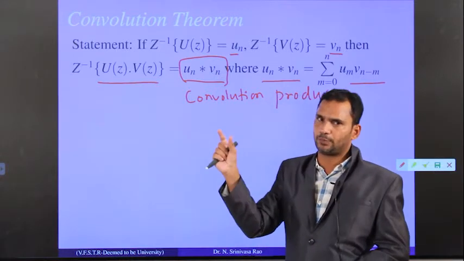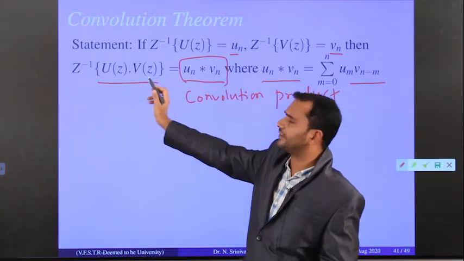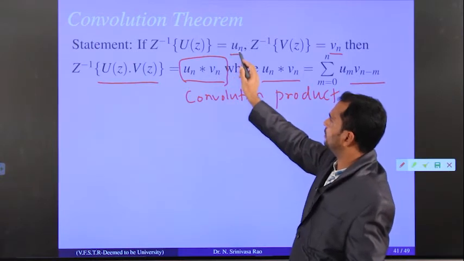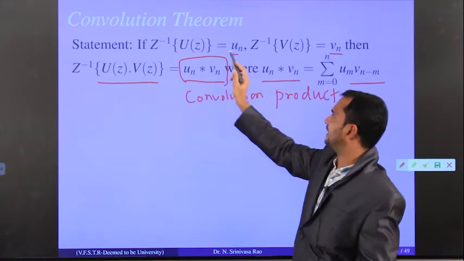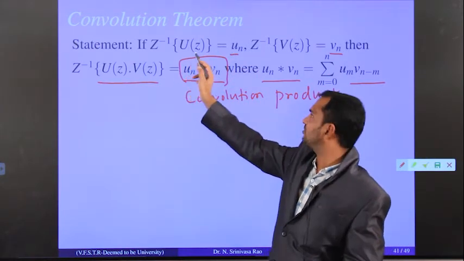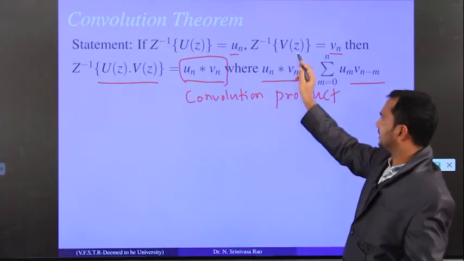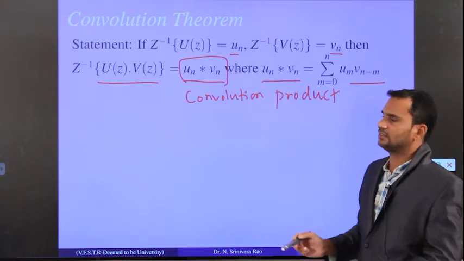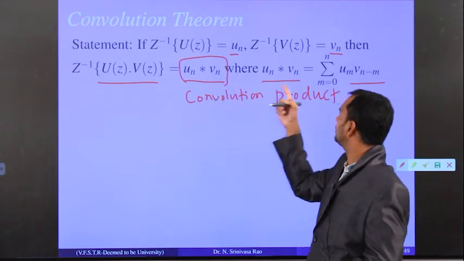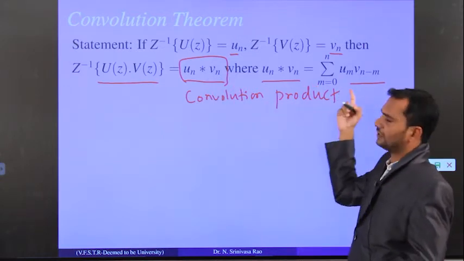So it is like a product. Once you have U(z) and V(z), you have to find u(n) and v(n). What is u(n)? The inverse z-transform of U(z) is u(n), and the inverse z-transform of V(z) is v(n). Once you have u(n) and v(n), you have to find this convolution product.